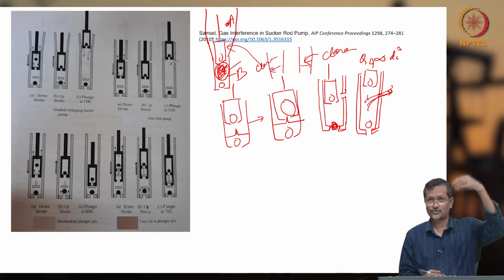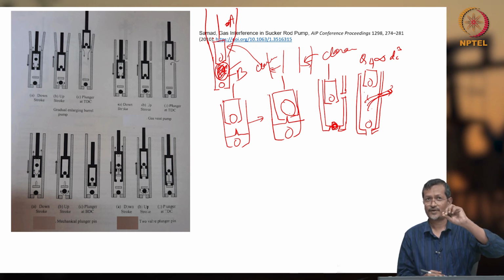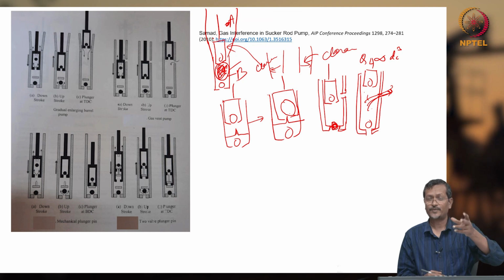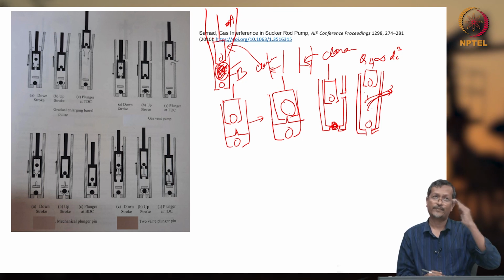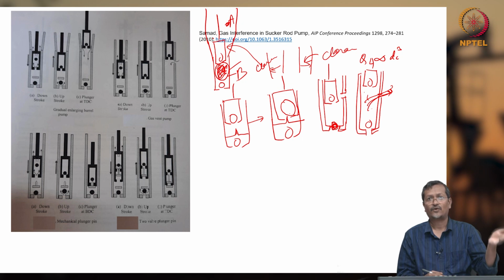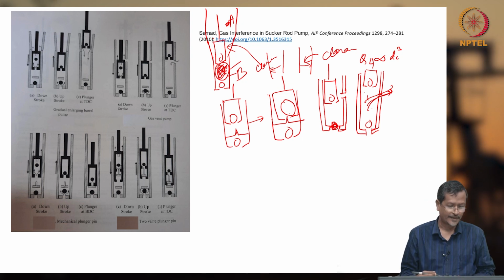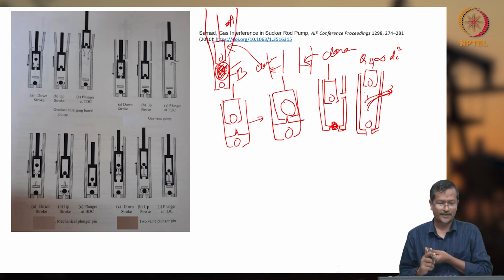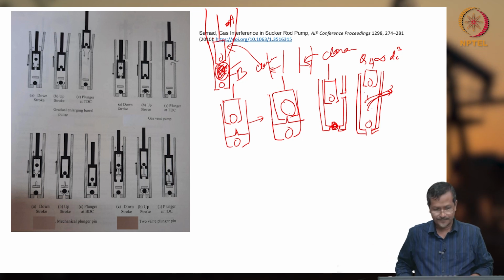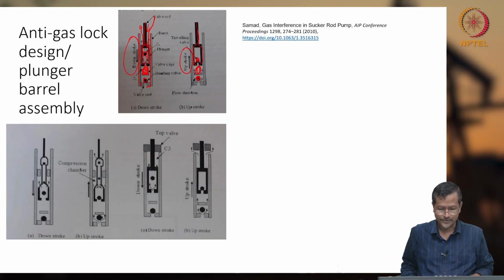So again, every stroke you have to lose a certain amount of fluid. So your volumetric flow rate will be a little bit reduced, but you will be avoiding gas lock or fluid pound. So similarly, other designs are also available. You can discuss, and I prepared some comparative analysis also. So you can go through other designs.